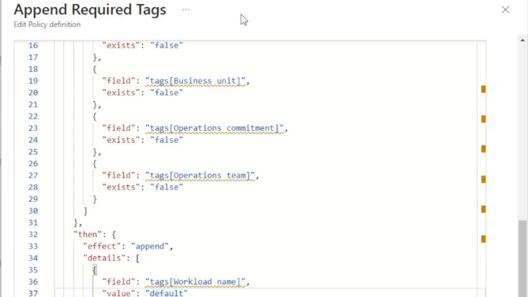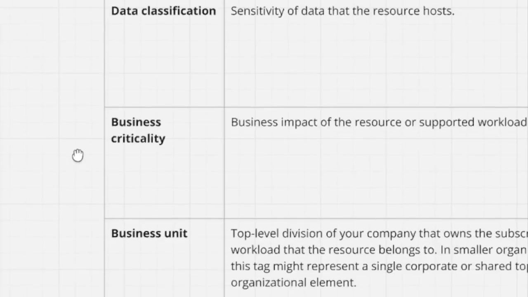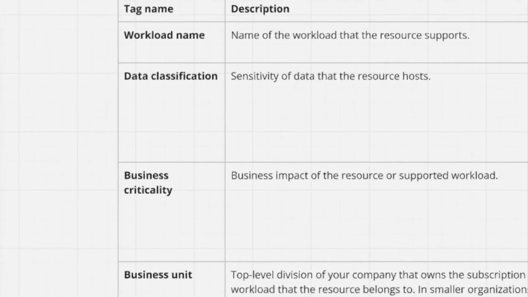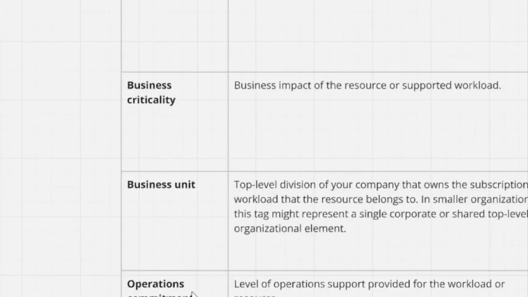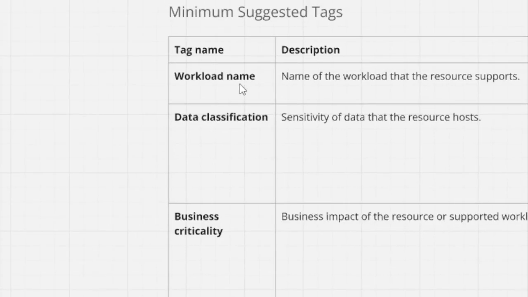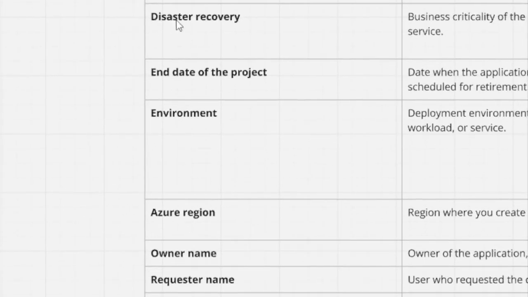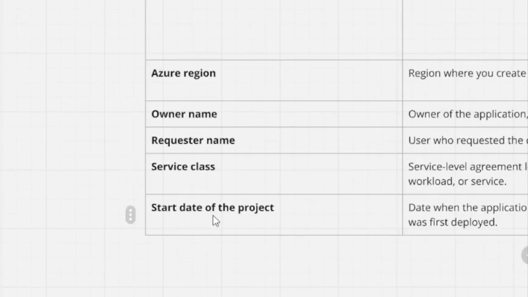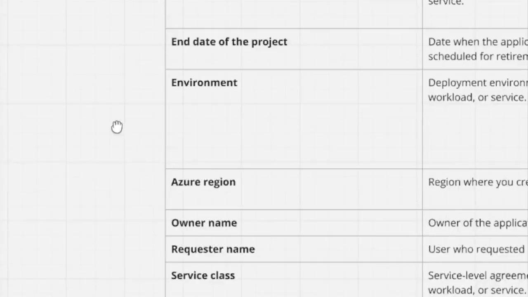What tags here are actually appropriate? Again, Microsoft suggests at least these tags, and I would agree with them. These are very helpful tags to have. Maybe you don't need the operations team, operations commitment part of them, but definitely workload name, data classification, business criticality, business unit. Those are all very great tags to have. And then maybe some of these down here, disaster recovery or backup, project start date, owner, those types of tags are all great tags to utilize for the management aspect, as well as the cost analysis aspect and the compliance side of things.